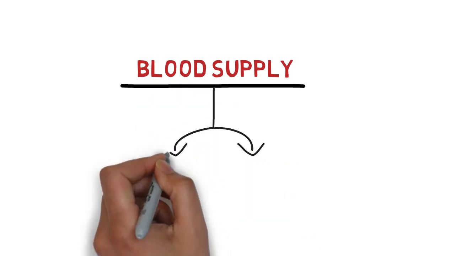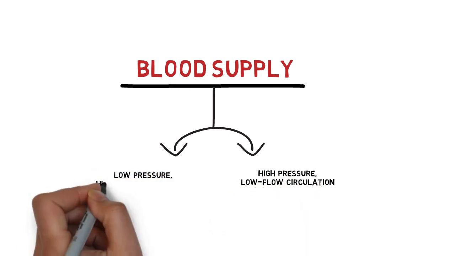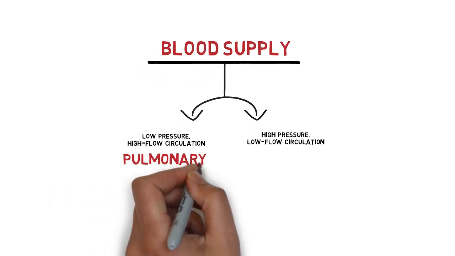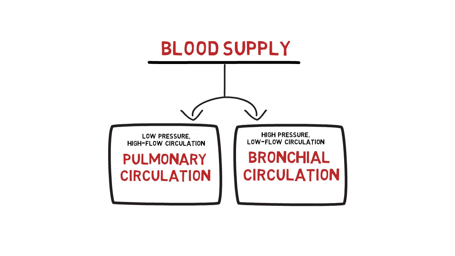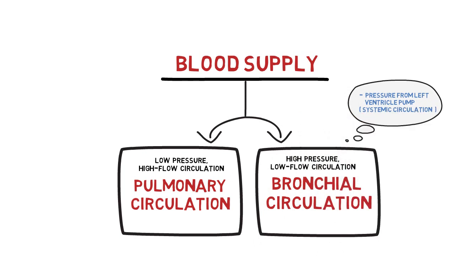According to Professor Guyton and Hall, who wrote the Textbook of Medical Physiology, our blood circulation to the lung can be divided into two types. That is the high pressure, low flow circulation, and the opposite, which is low pressure, high flow circulation, or you can put it simply, the pulmonary circulation and bronchial circulation. It is called high pressure because bronchial circulation is a part of systemic circulation, so it receives the pressure directly from the pumping of the left ventricle, which is thrice the size of the right ventricle.